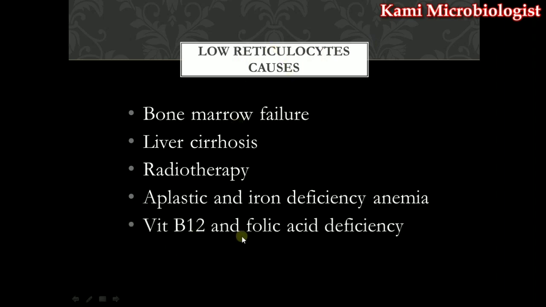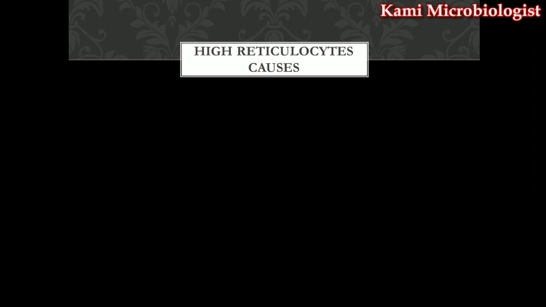Then we have vitamin B12 and folic acid. So remember guys, vitamin B12 and folic acid actually maintain the RBC level, and they also increase the RBC level, we can say. But due to their deficiency, the RBC level decreases, due to which the reticulocyte count in the blood also decreases. So these are the diseases in which the reticulocyte count decreases.